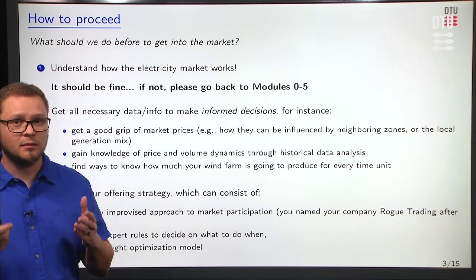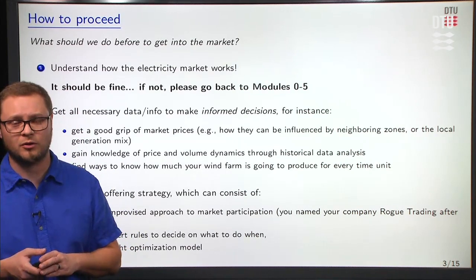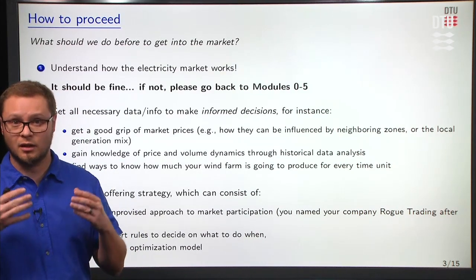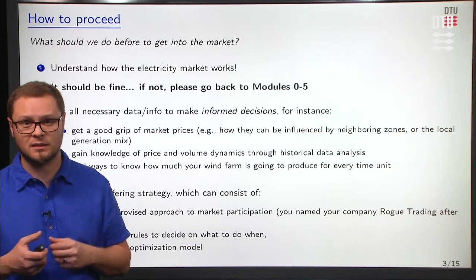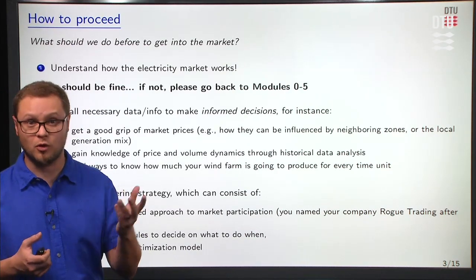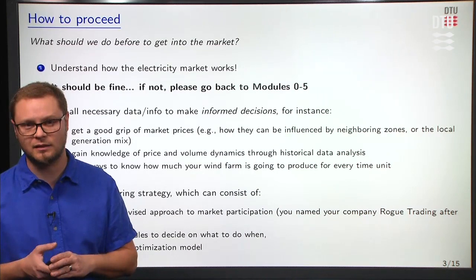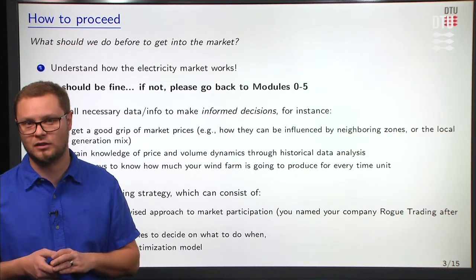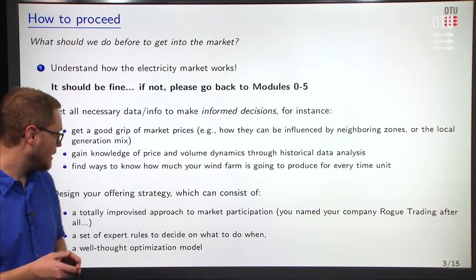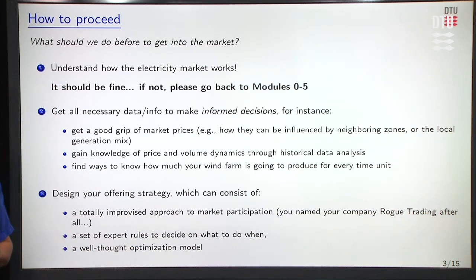More seriously, being pragmatic about the market, you may consider some naive strategies as a benchmark, so you may randomize offers or find some other naive way to participate in the market, and this should become a threshold. Any advanced trading strategy should do better than that. Then you may use a set of expert rules to decide on what to do and when.